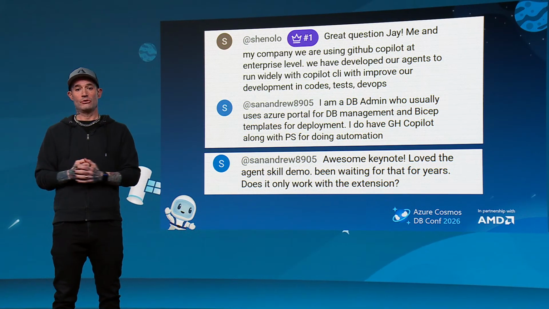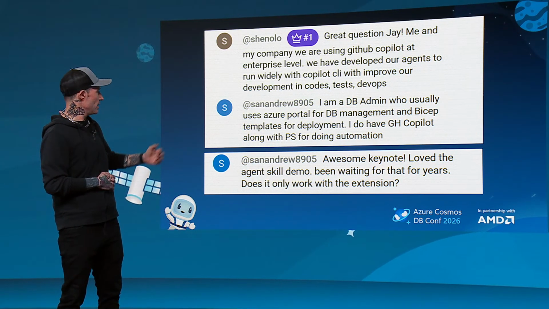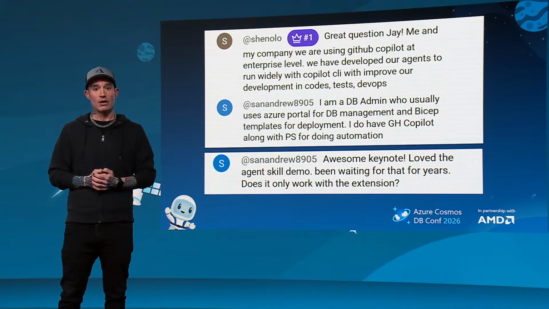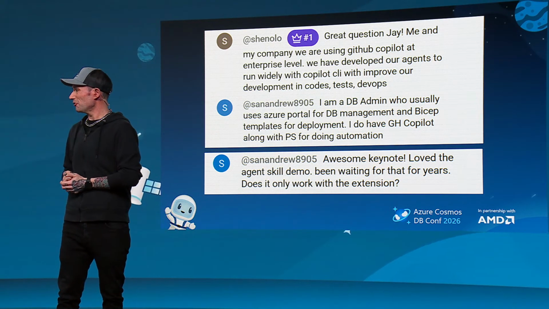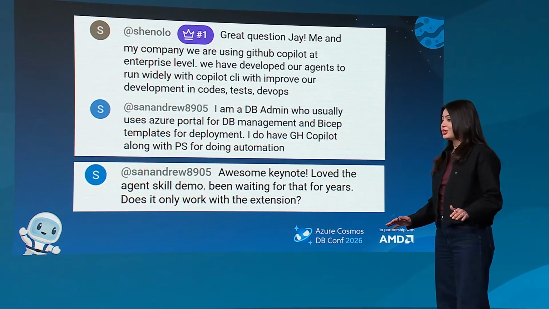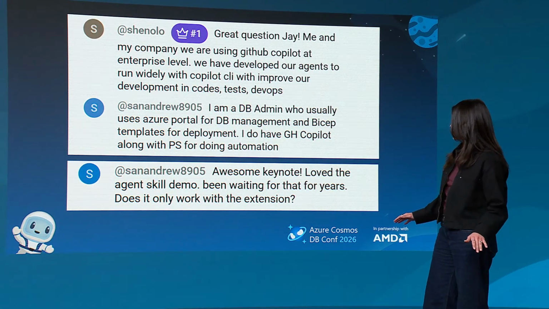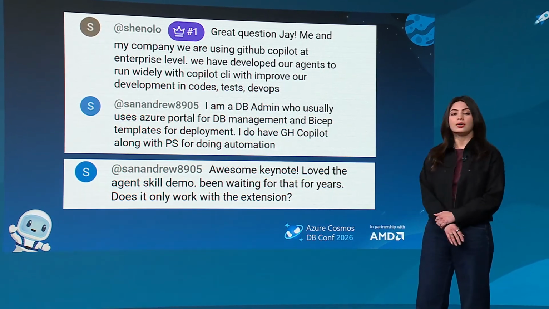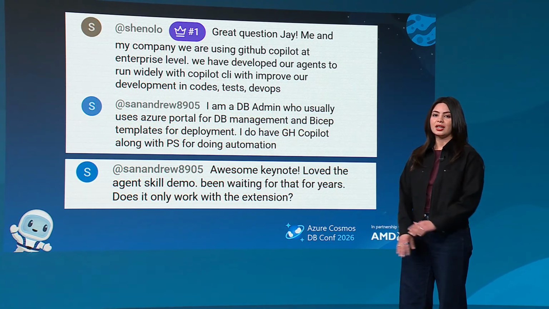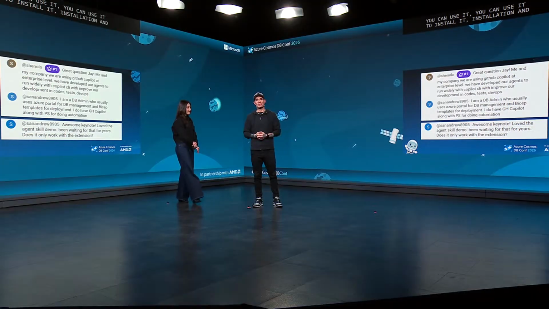And then Sandru says, I am a DB admin who usually uses the Azure portal for DB management and Bicep templates for deployment. So they do have a Copilot with PowerShell for doing that automation. So, hey, Patty, I hear you also got another question about something related to AI coding. Yeah, also from St. Andrew. First of all, thank you so much for the great comment on the keynotes. Now, the question is about the agent skills. Does it only work with the extension? No. You can use NPX to install it. Installation and usage instructions should be in the documentation.